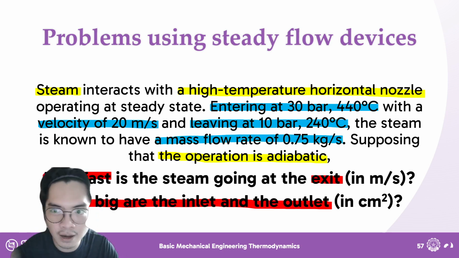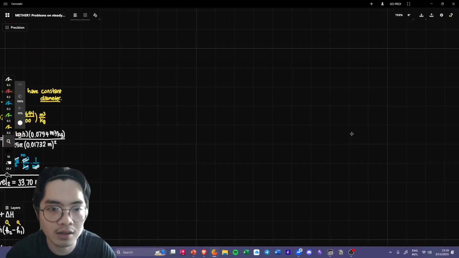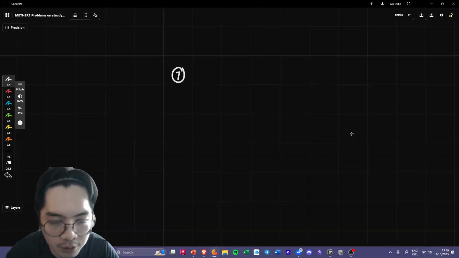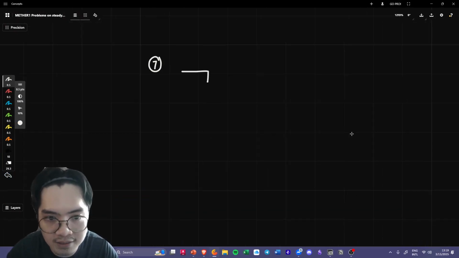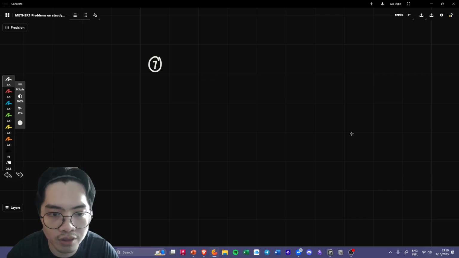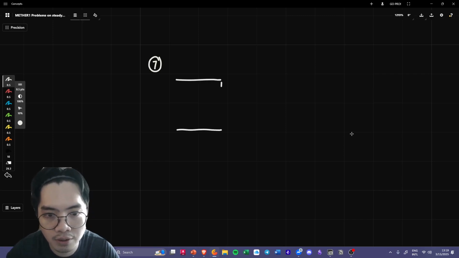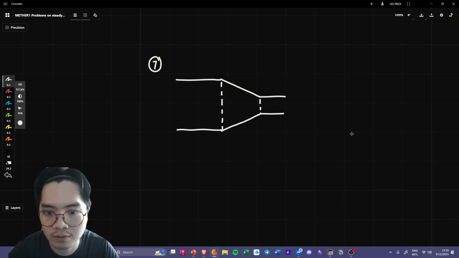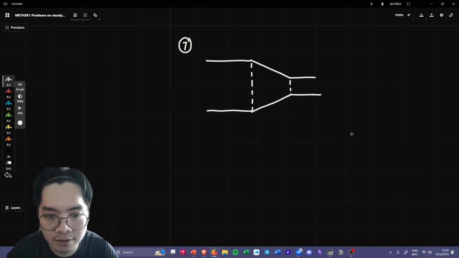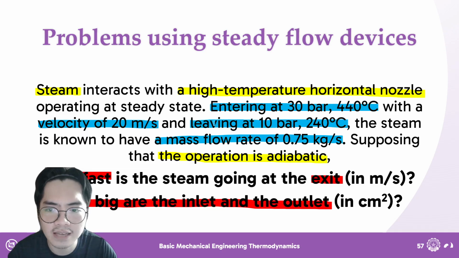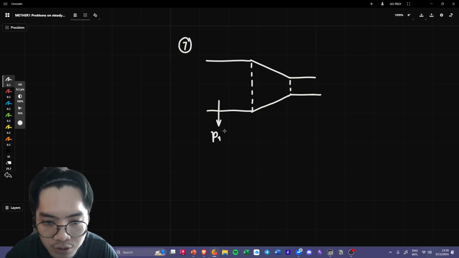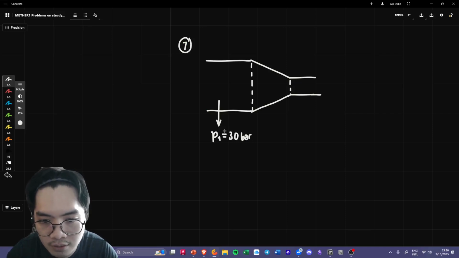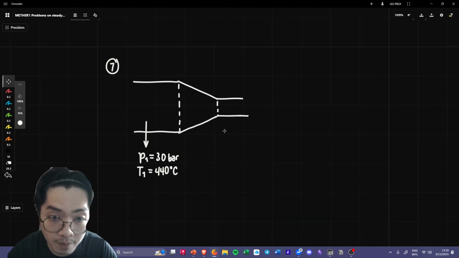And so now, how do we draw a nozzle? How we draw a nozzle is kind of like a compressor, but instead of just the lines here, what you actually do is you draw the whole thing. This is the nozzle, and you have state 1 in here. State 1 is at 30 bar, 440 degrees Celsius. I can already smell that this is a superheated vapor.